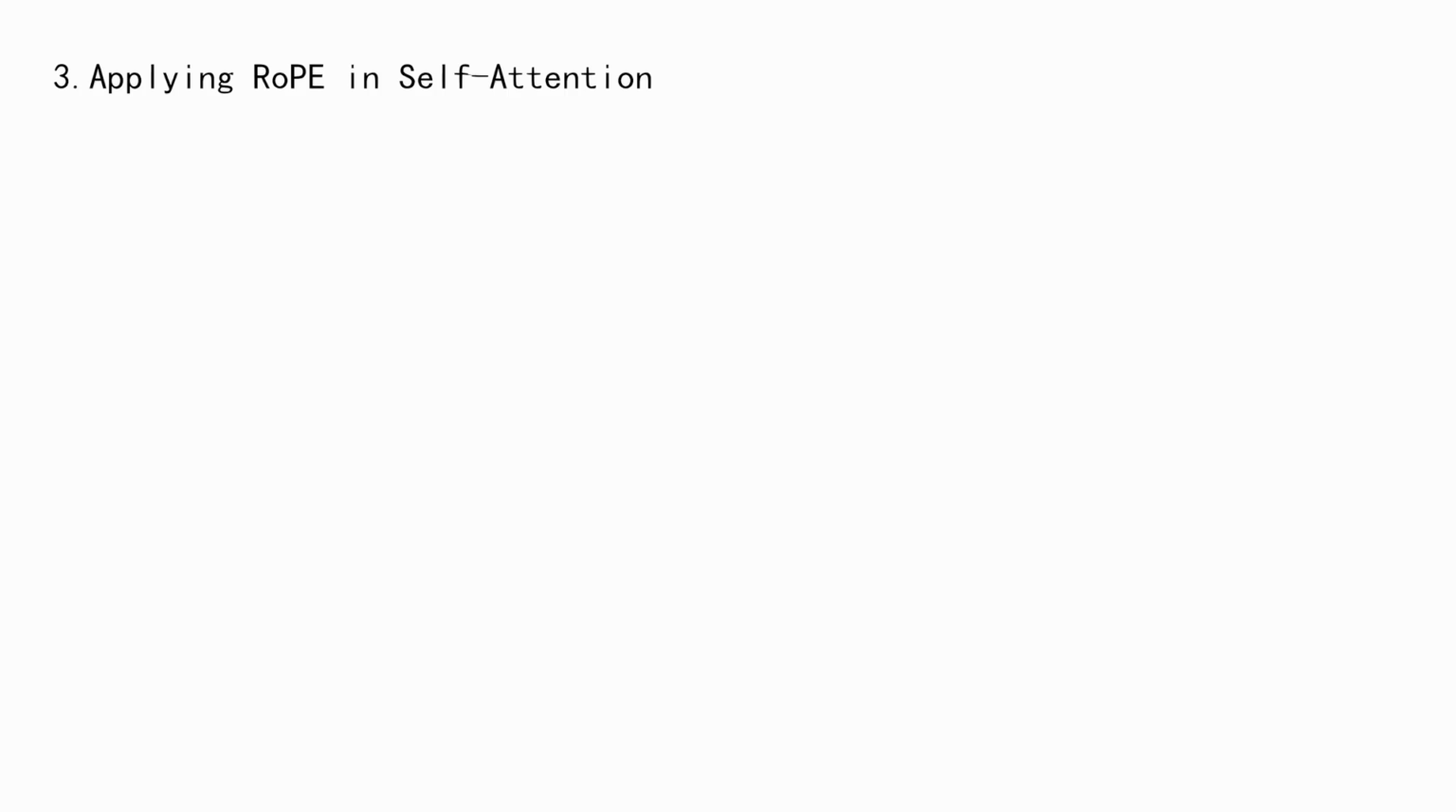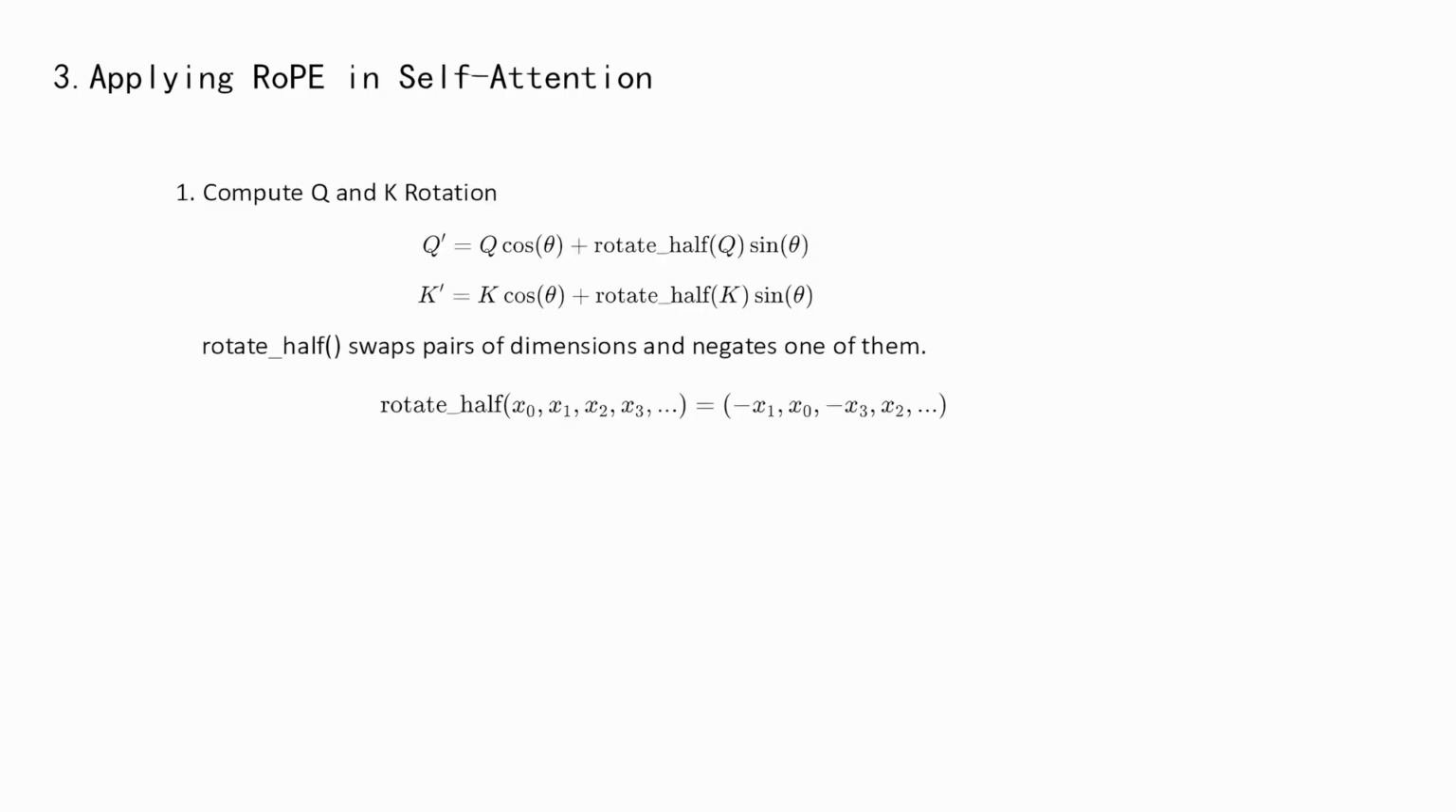Applying RoPE in self-attention. RoPE modifies only the query and key vectors before computing self-attention. 1. Compute Q and K rotation. Rotate half swaps pairs of dimensions and negates one of them.